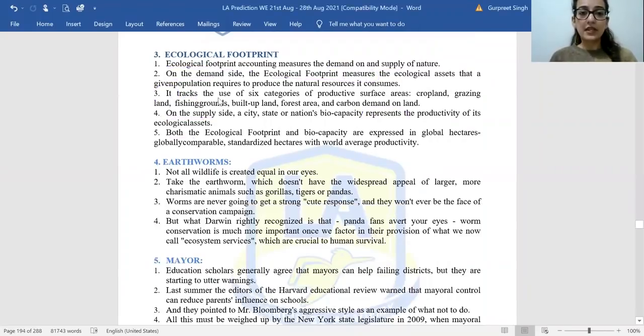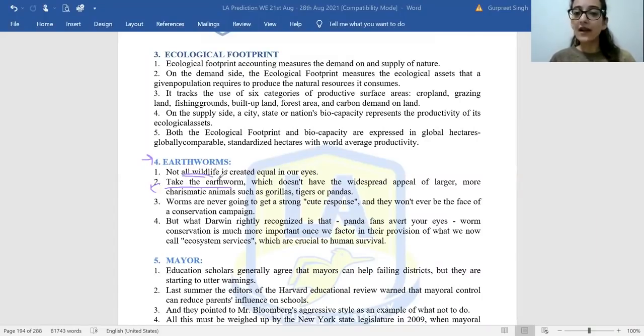So one important thing in the next one, we look at what are the different ways that they can give us examples. So this fourth one says, not all wildlife is created equal in our eyes. So it has a very broad concept saying all wildlife is not equal. Take the earthworm. Now this way of writing is just like saying, for example, not all wildlife is equal. For example, let's talk about the earthworm. So take the earthworm, take the something means for example. So that's a way of writing for example.